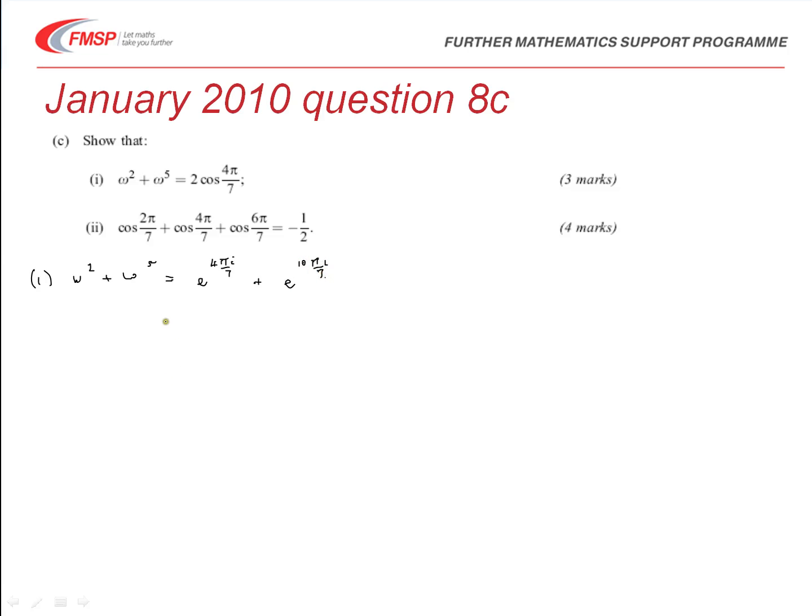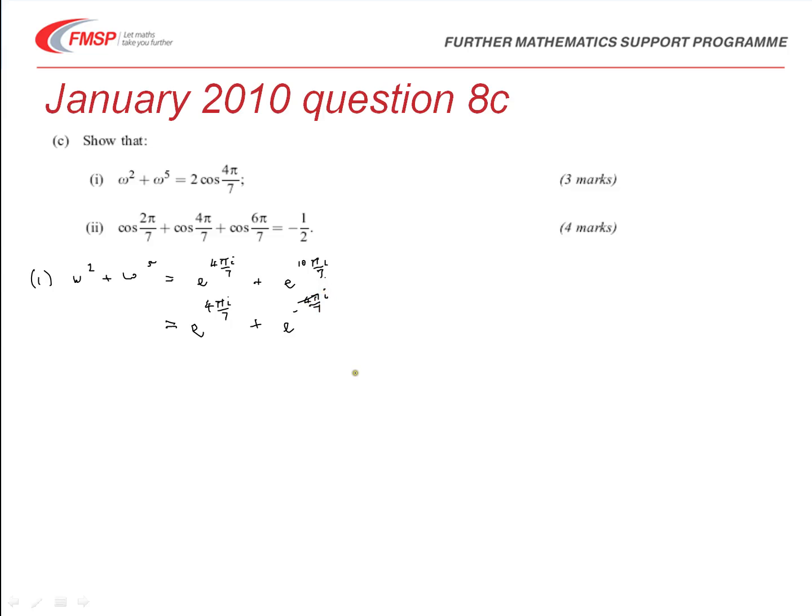Now the question is, how can we then simplify that? Well, we need to remember that 10 pi i over 7 is going around the circle anti-clockwise. So if we go back clockwise, that would be e to the minus 4 pi i over 7. So this is e to the 4 pi i over 7 plus e to the minus 4 pi i over 7.